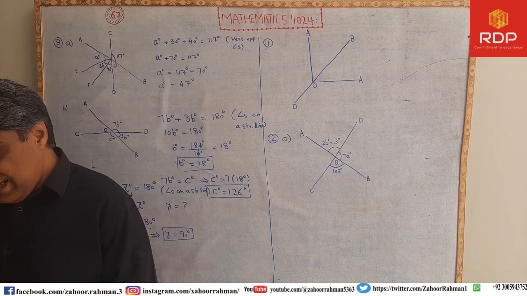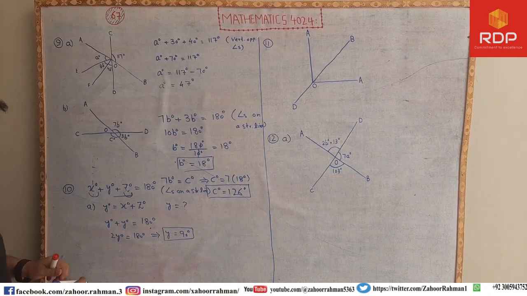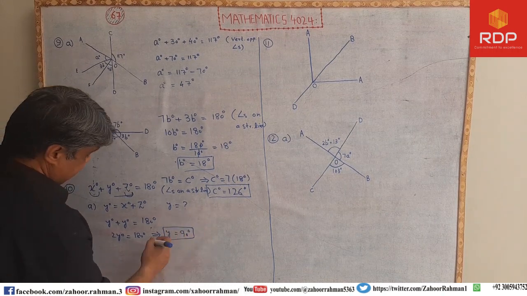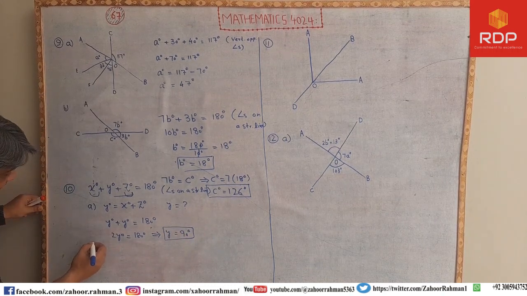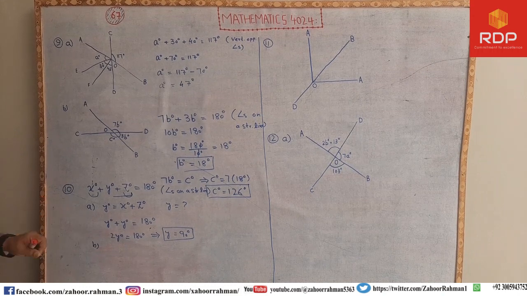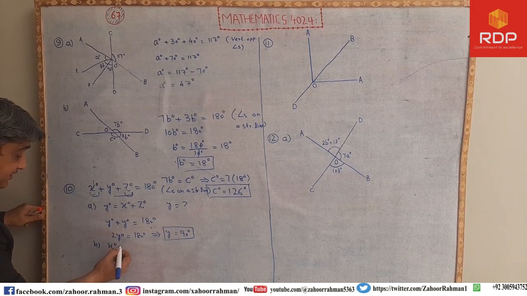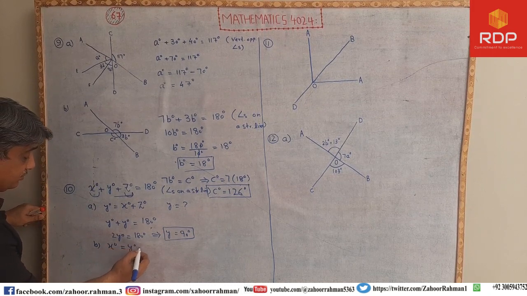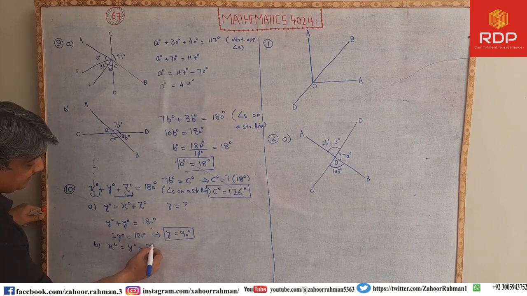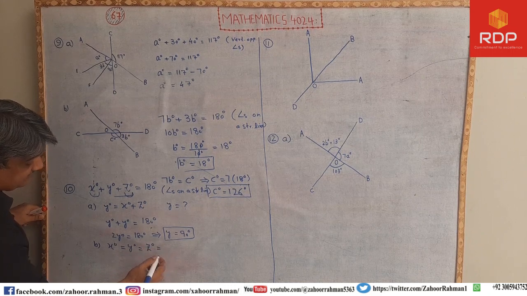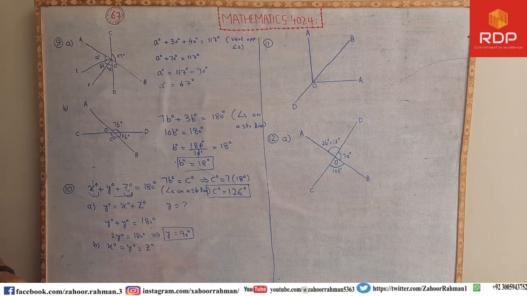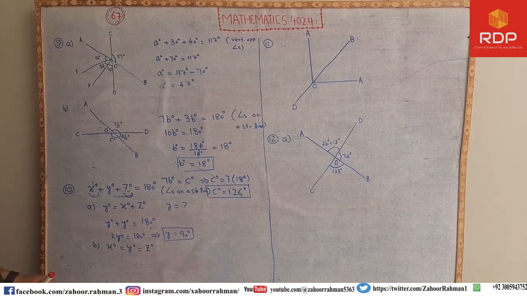Now, in the second part, the B part, they are saying X degree is equal to Y degree is equal to Z degree, then find the value of Z.